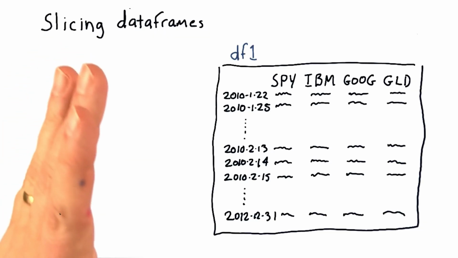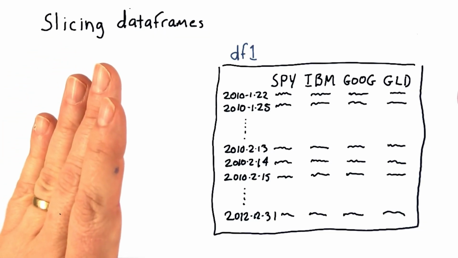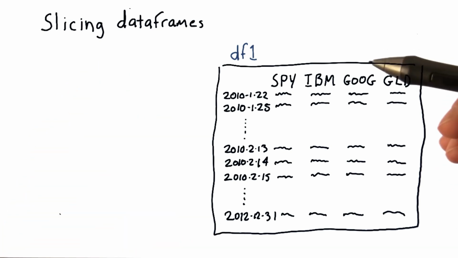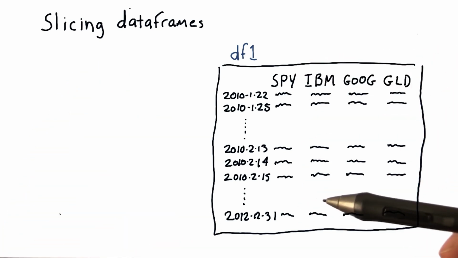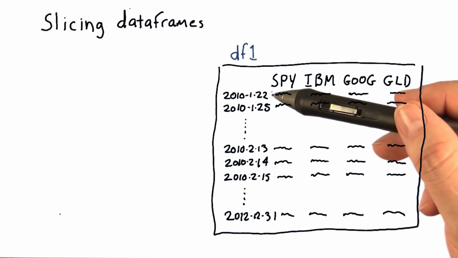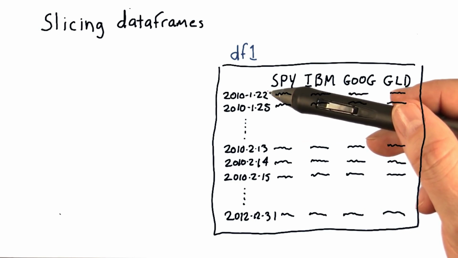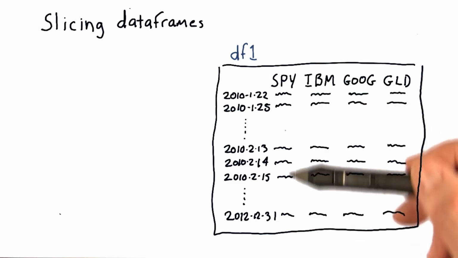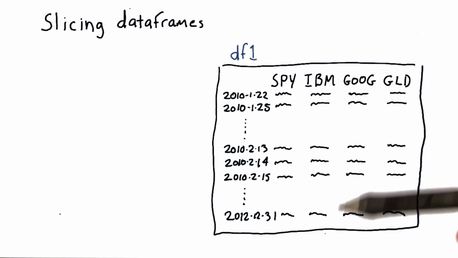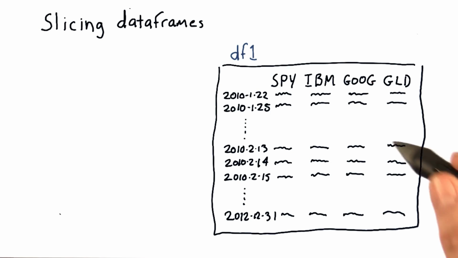Okay, let's suppose we have our nice, big, beautiful pandas data frame, and we've this time read in a lot of data. We didn't just focus on a few days. We've got data all the way from the beginning of 2010 to 2012, and we've got data for SPY, IBM, Google, and GLD. Now, suppose we want to focus on just a subset of that data. In fact, we might call that a slice.